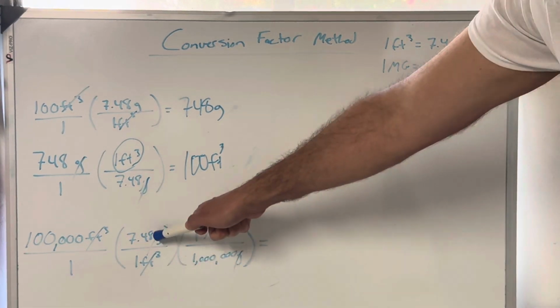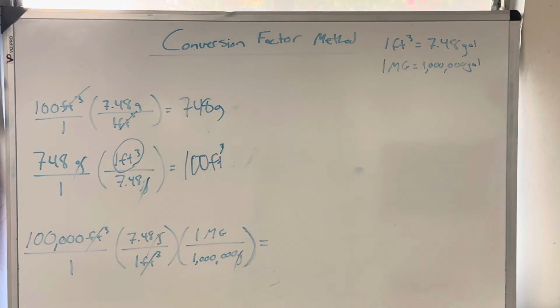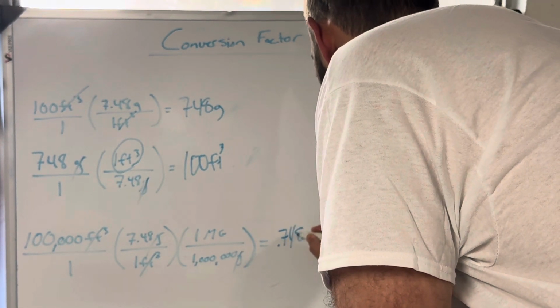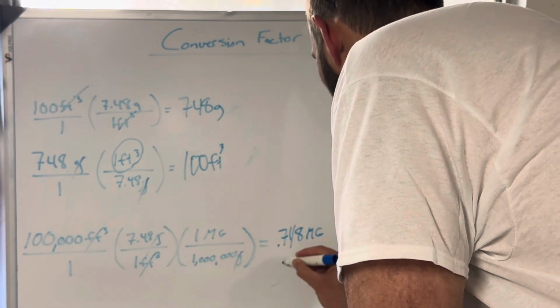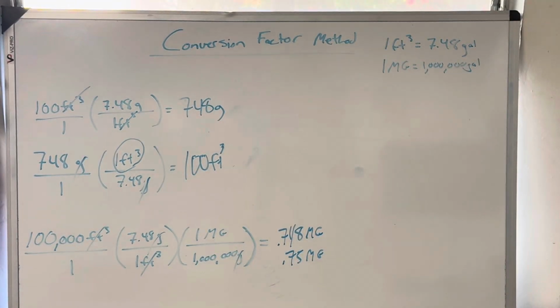100,000 times 7.48 divided by a million, you should get 0.748 MG, or 0.75 MG. If I was sitting for an exam, I would round that up to 0.75 MG probably. But yeah, that's how you do it. Pretty easy. And I hope this helped people.